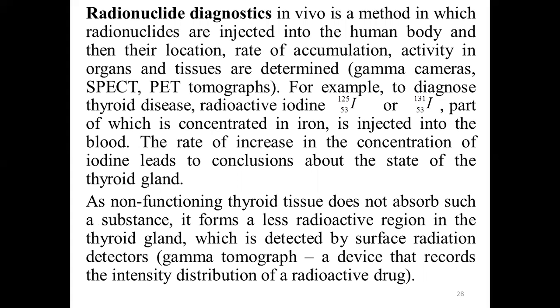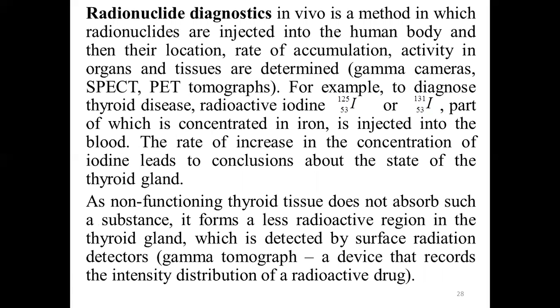A radionuclide diagnostic in vivo is a method in which radionuclides are injected into the human body, and then their location, rate of accumulation, and activity in organs and tissues are determined with gamma cameras, with SPECT and PET tomographs.